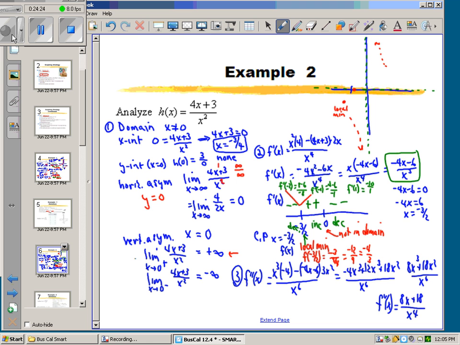Okay, so now set up your number line. We're going to put 0 on the number line. What makes the numerator 0? So when you look at 8x plus 18 equal to 0, x is going to equal -18 over 8, which is -9 over 4. So we're going to put a -9/4 on the number line.